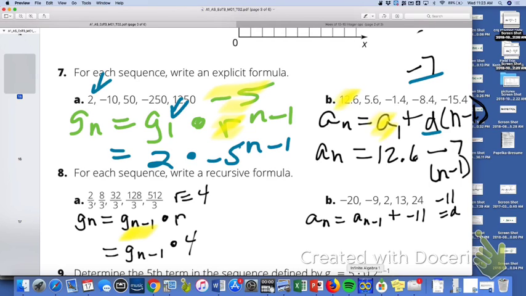If you're better than I was at your age and you've got that good number sense and you realize that you can rewrite that adding a negative with subtraction, that's fine. Either one of those answers would be okay with me. So recursive, you're just saying take the one before it and add the common difference.